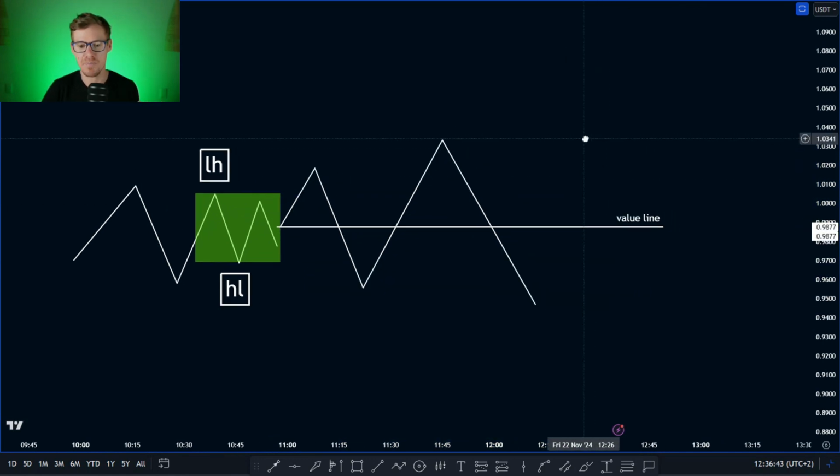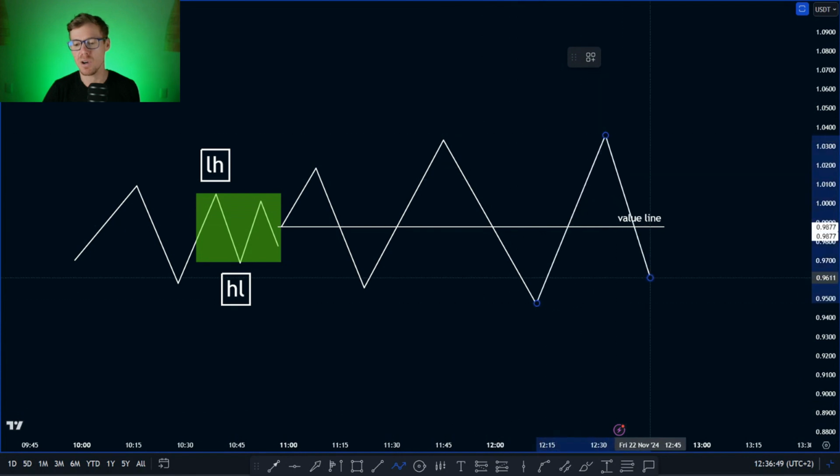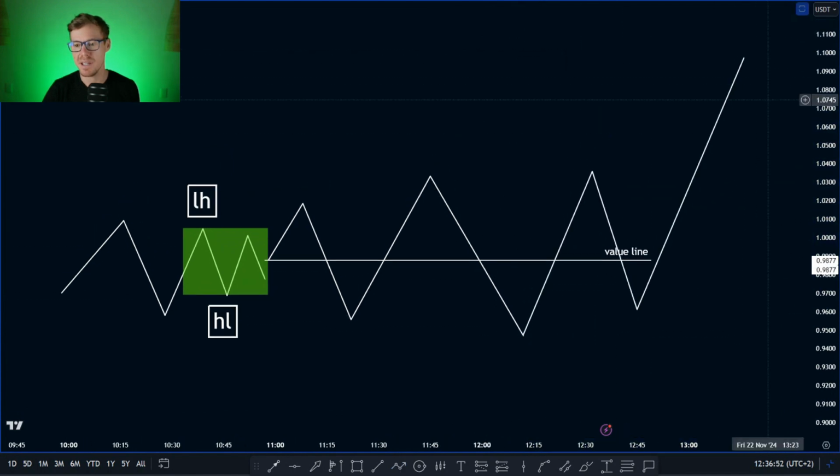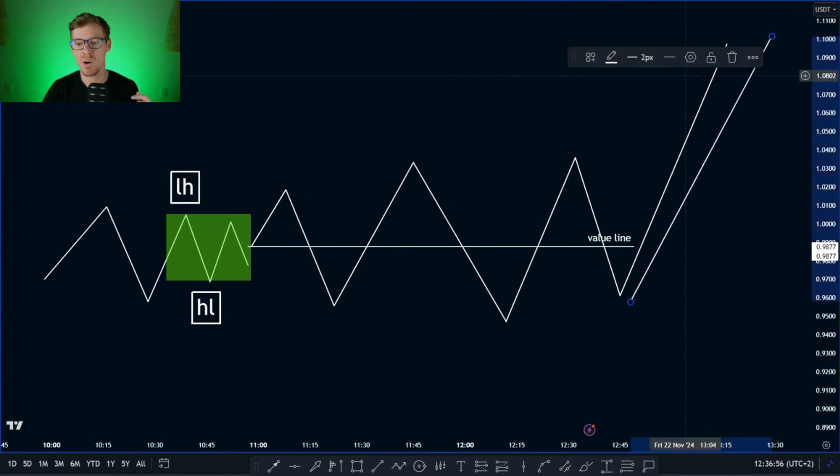Then price will usually oscillate 4 to 7 times around the value line before it decides to go into the trend phase. Now, the trend phase is the most important phase because it's the phase where you can make all of your money.